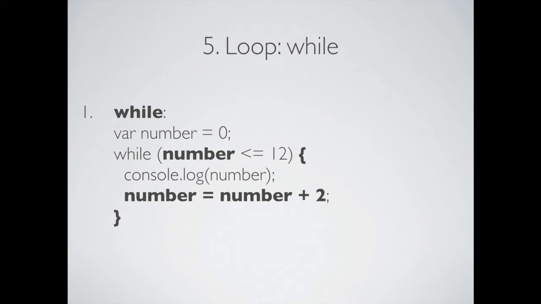The braces group several lines of code into a single statement. So we use it when we have more than one line to execute. Here we have 2 lines we want the loop to execute. The first line is the console log of the number, and then we increase the value of the number by 2. So we make the number equal to the previous number plus 2. Let's try it.